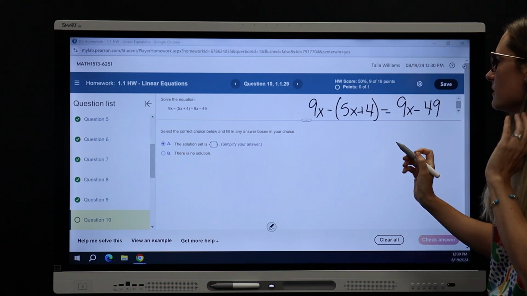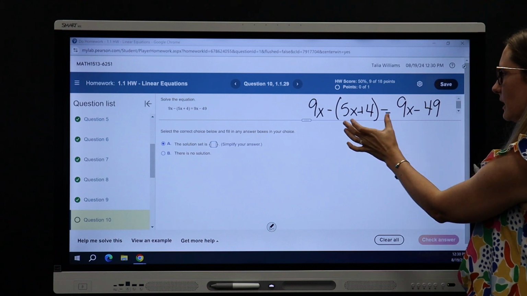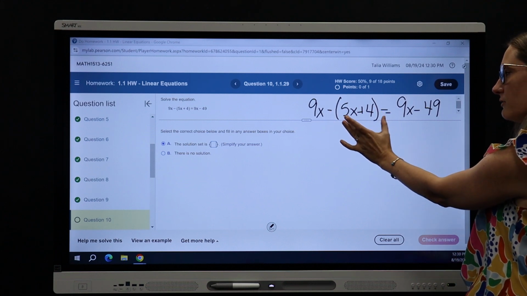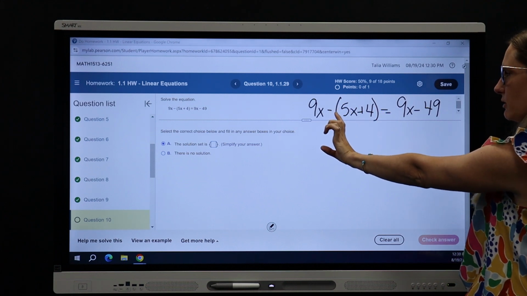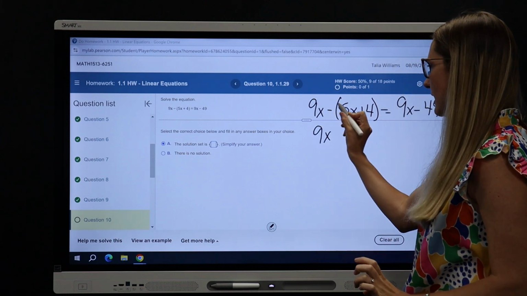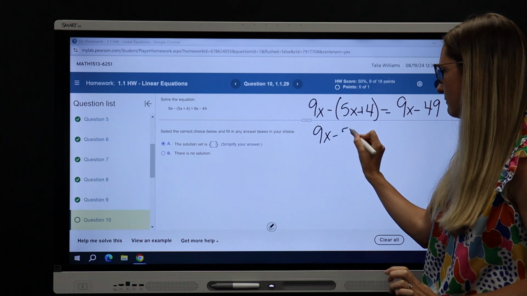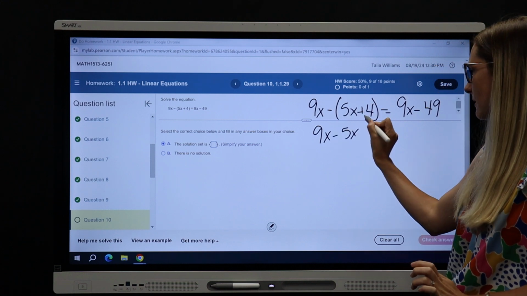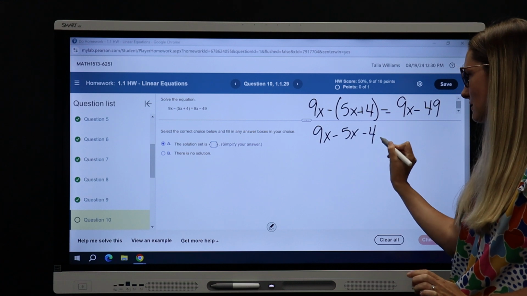Okay, so this one's kind of tricky because it's subtract all of this. So we have to distribute this negative in here. So I'm going to have 9x, and it's a negative times a positive, so negative 5x. Negative times a positive, so it changes that to a subtract 4.